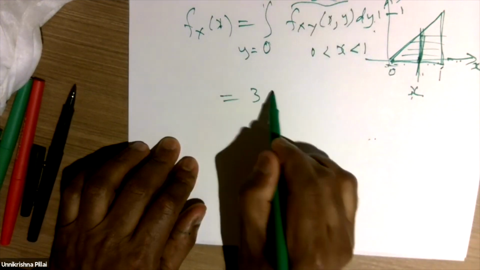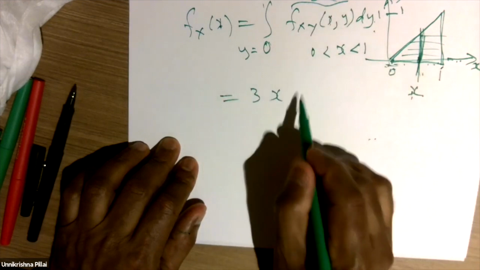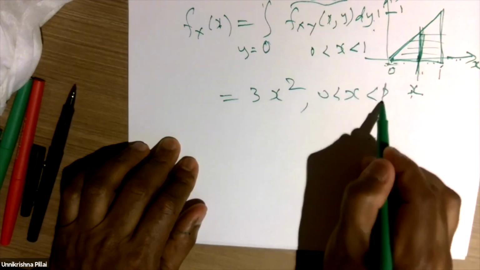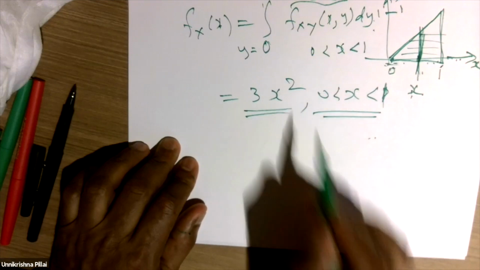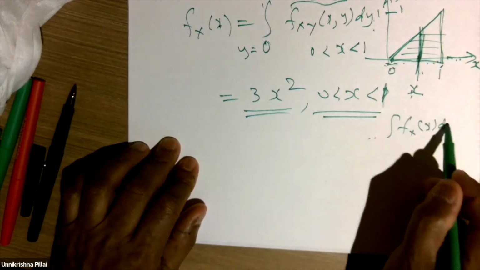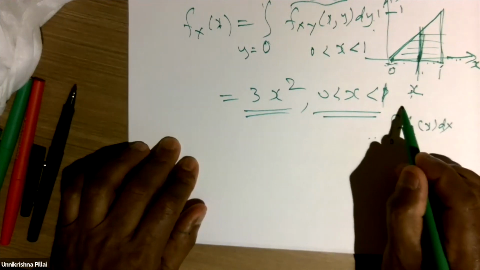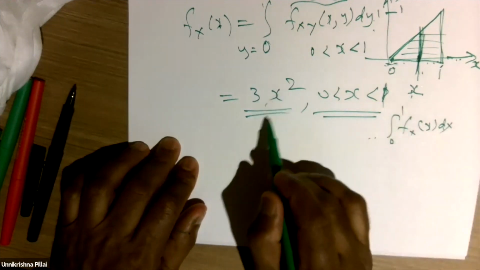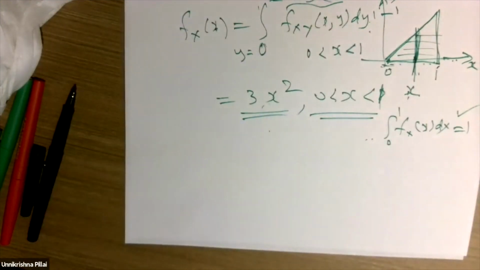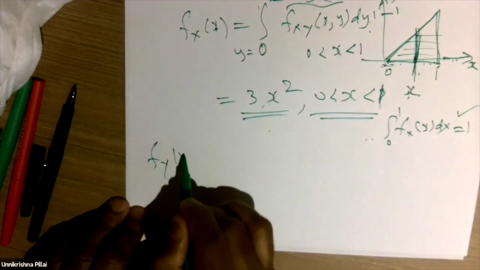So this is 3x multiplied by y. So that becomes 3x squared, x from 0 to 1. So that's the density function. You can quickly check the area under the density function is, of course, 1, because 0 to 1. If you integrate, this will become x cubed, 0 to 1. So this checks.